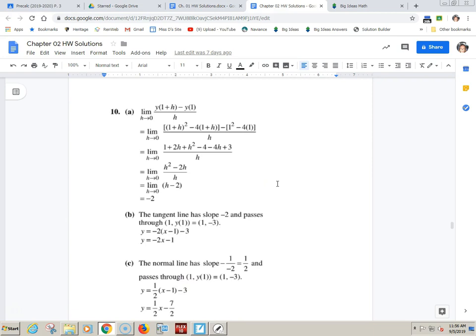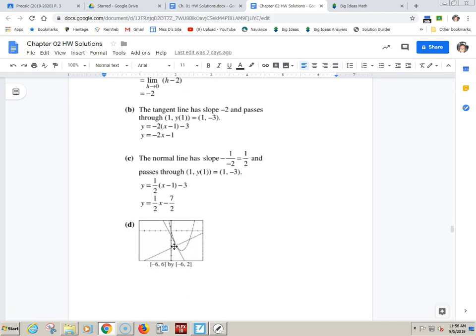For B, you were supposed to be solving for the tangent line, which, guys, check it. Couldn't you just grade it here and add the 3, y plus 3 equals negative 2, x minus 1, or you could have simplified it, I suppose. Up to you. Letter C, what did normal mean?